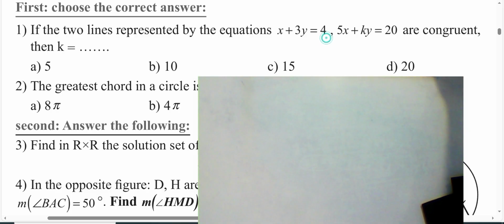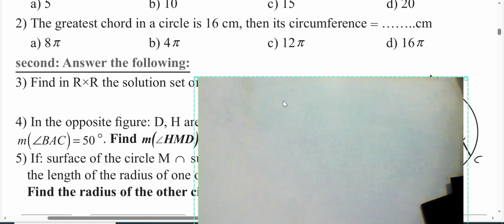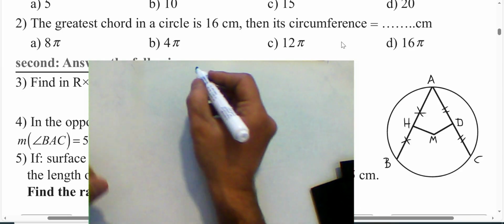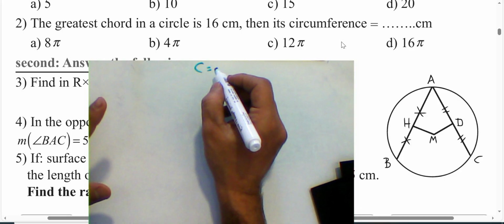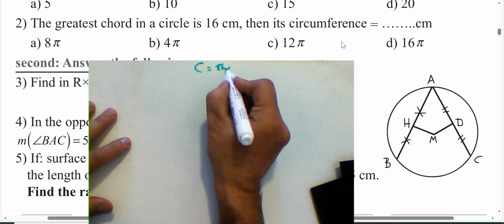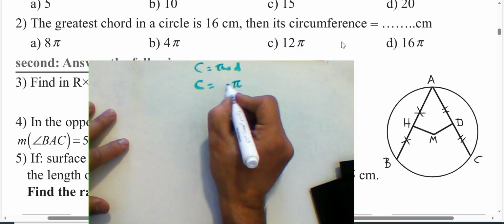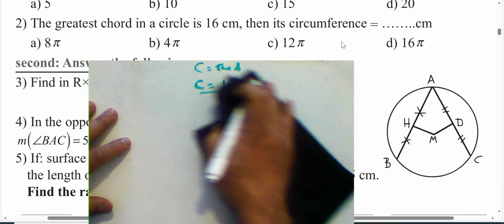Next question down. The diameter of this circle is 16 centimeters. Then its circumference equals what? We know the circumference of a circle will be what? π times diameter. π is constant and the diameter is 16. Then the answer will be 16π.